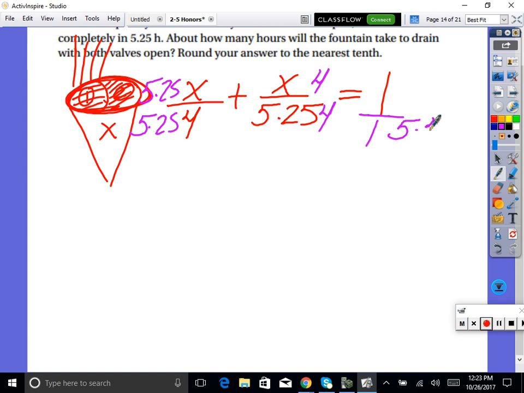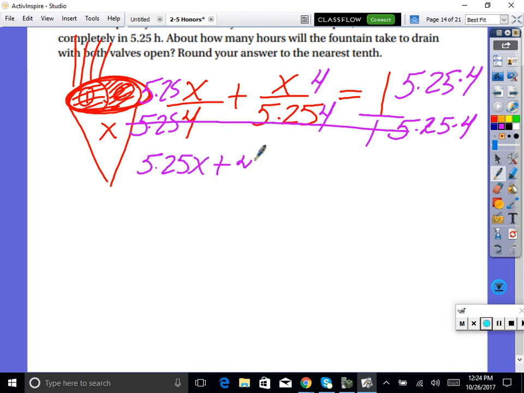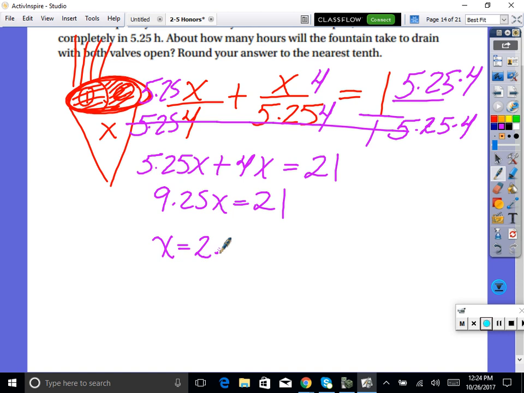Common denominator, 5.25 times 4. So then my true statement here, since I have a common denominator, is 5.25x plus 4x. That equals, if you multiply that out, you get 21. And now solve for x. So that's 9.25x equals 21. So x is equal to 2.27. That's how long it takes. And it was hours. So 2.27 hours.